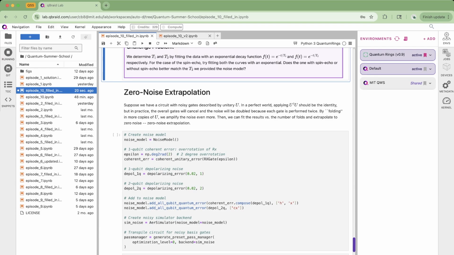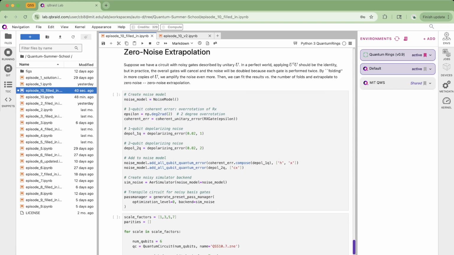So what we're going to do is fold in more copies of U so that we amplify the noise even more. And then we can fit the results versus the number of folds and extrapolate to 0. And it's called zero noise extrapolation.